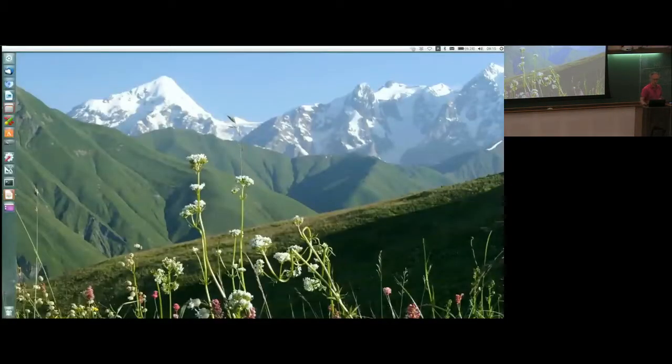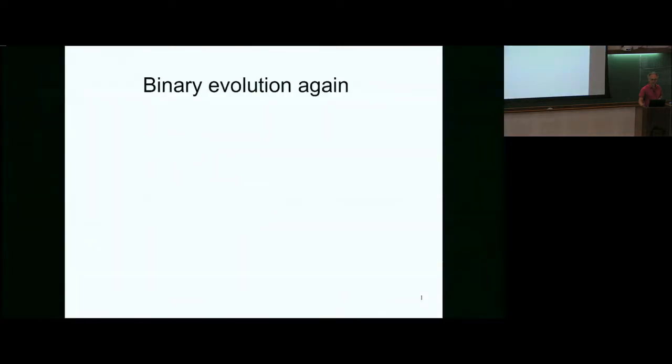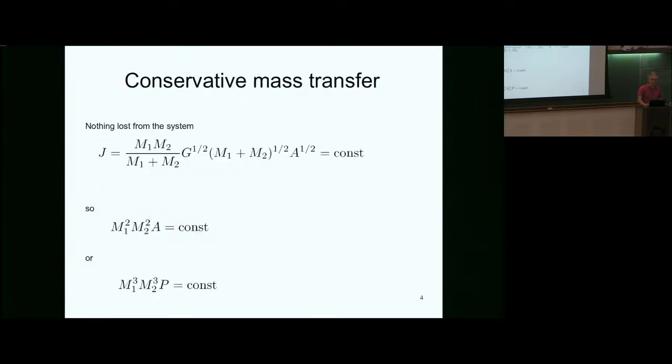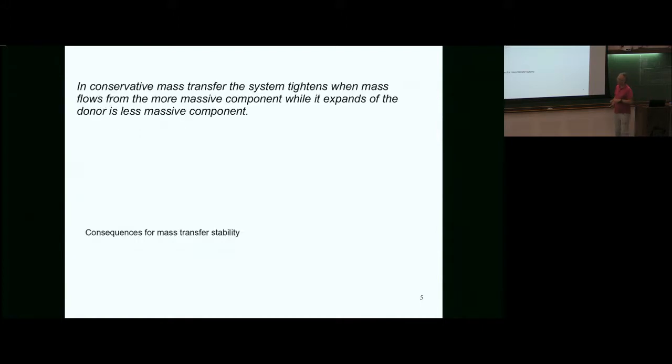Okay, so now I can go back to my binary part, and here we are at binary evolution again. I have talked about the different modes of mass transfer. I started with conservative mass transfer and with the important law that I will repeat, that you should remember and always have in mind when considering mass transfers: if you transfer mass from a more massive companion to a less massive one, then the system is going to contract, and the opposite, it's going to expand.